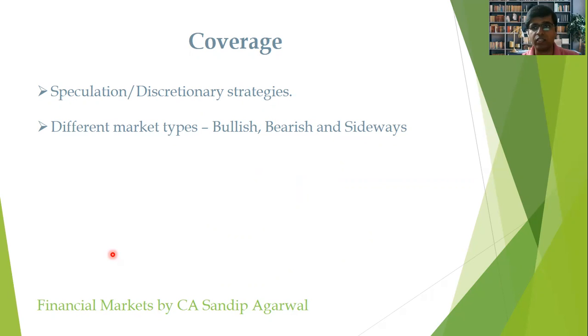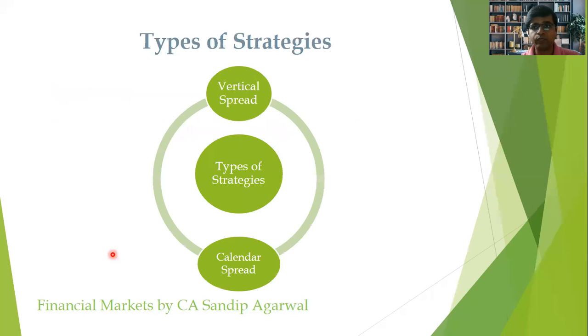So whatever strategies we have discussed in the previous 4-5 videos, and in this video and the upcoming videos, will be only speculation or discretionary type strategies. And these strategies can be applied in various types of market: bullish, bearish, or sideways. As we explained earlier in the videos as well, there are basically 2 types of option strategies. One is vertical spread and another is calendar spread.